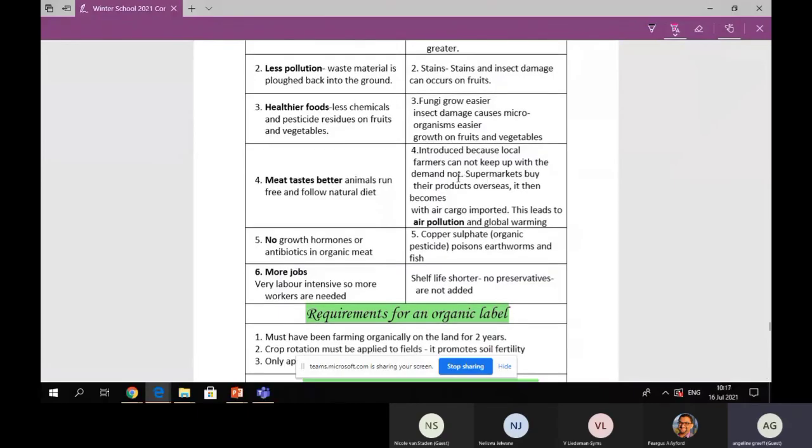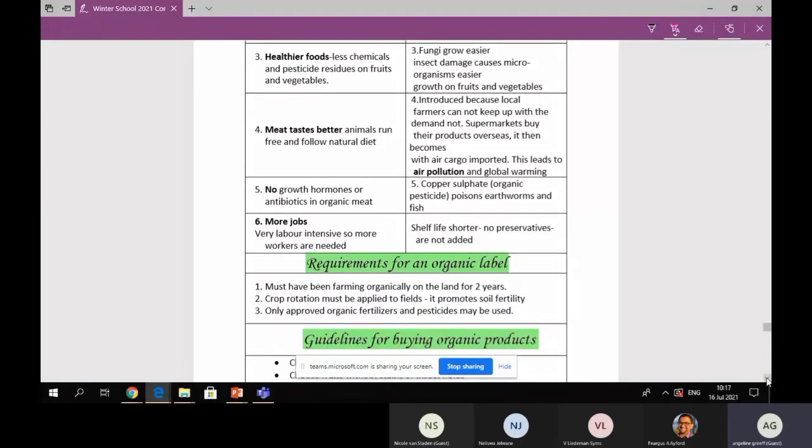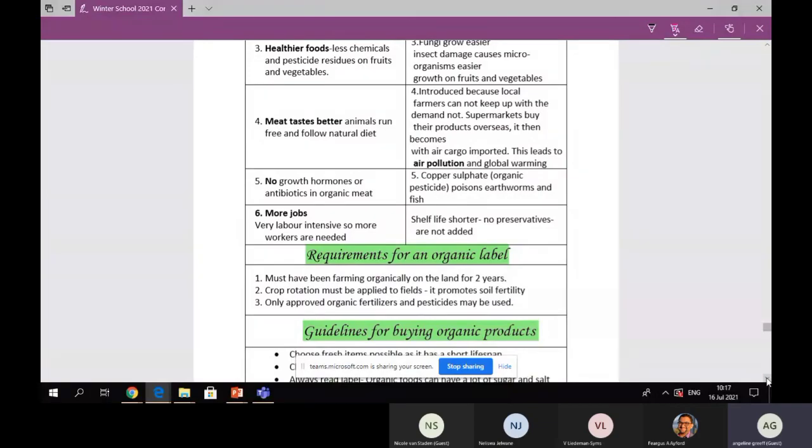You'll see that local farmers cannot keep up with the demand, right? And then they may have to import, and this can lead to air pollution, which then adds to global warming, right? And then please note here, with organic farming, one of the things that goes into the soil is copper sulfate, which poisons earthworms and fish. So that might not be a good thing. Okay, the shelf life might be shorter. No preservatives are added.